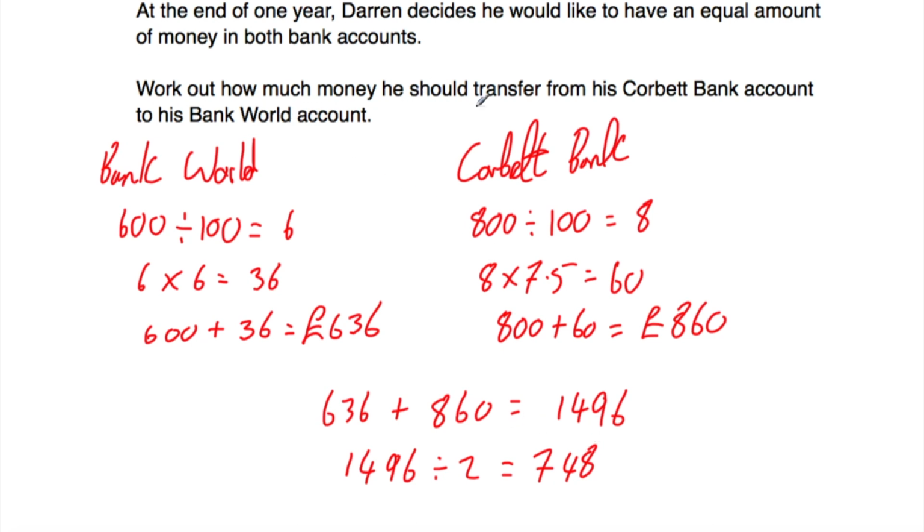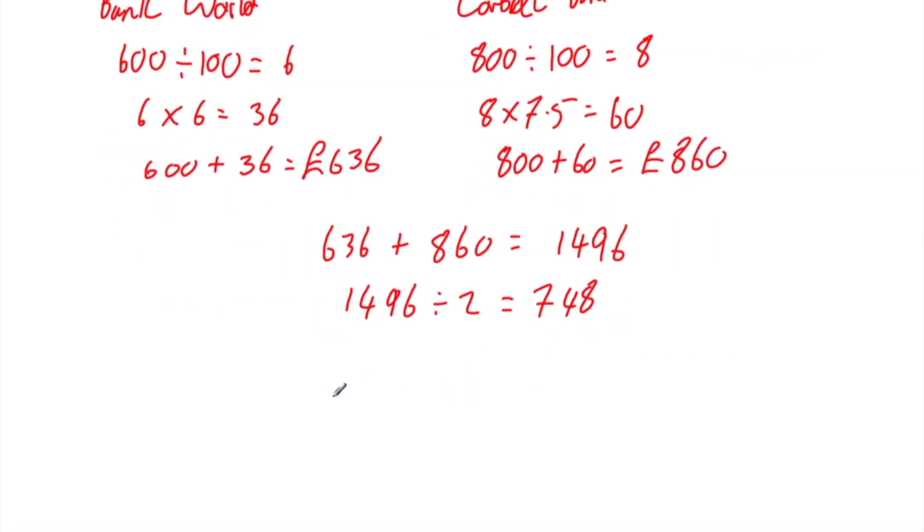Now the question says, work out how much money he should transfer from his Corporate Bank account to his Bankworld account. So he wants to have left £748 in his Corporate Bank account. So let's take that away from the current amount he's got in there, which is £860, and see how much money he's going to take out of that bank account. So let's take the £860 that's in there at the minute, take away the £748, how much money he wants left in there, and see how much extra he's going to move from that account into the Bankworld account.